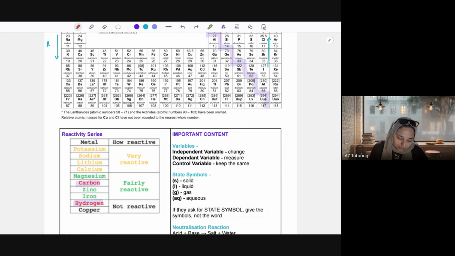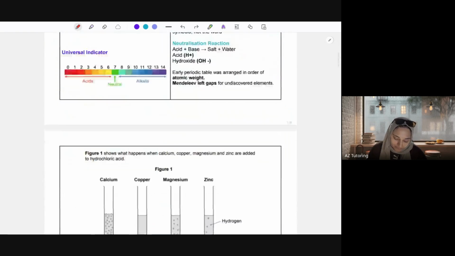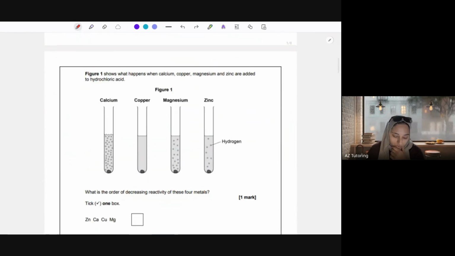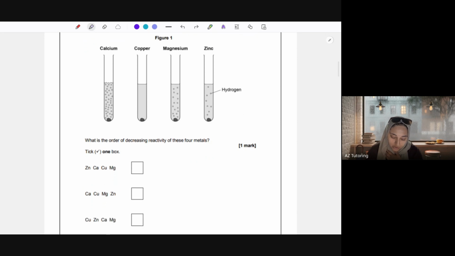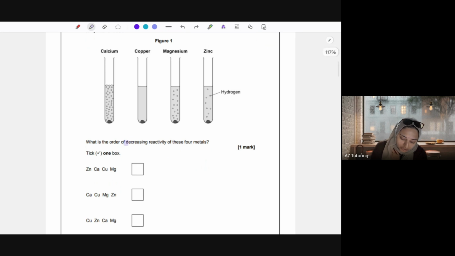Okay, so we'll look at some past exam questions where they can ask the reactivity series. So it says here, figure 1 shows what happens when calcium, copper, magnesium, and zinc are added to hydrochloric acid. So we can see some bubbles of hydrogen are forming. It says, what's the order of decreasing reactivity for these 4 metals? So it says decreasing reactivity, meaning most reactive to the least reactive.